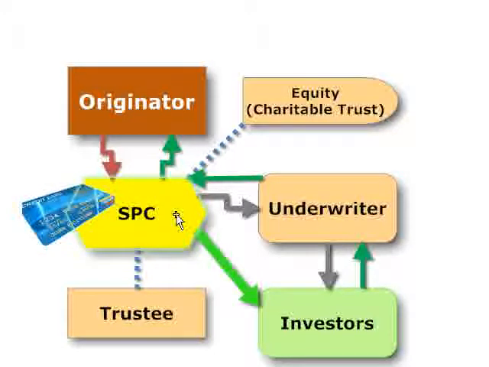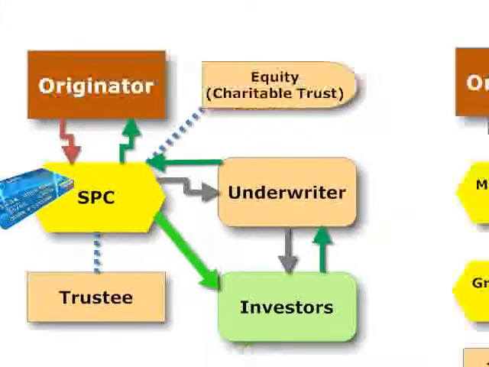And here's the key point. The original credit-sensitive assets are the collateral against the securities issued to the investors. So that's the corporation approach.